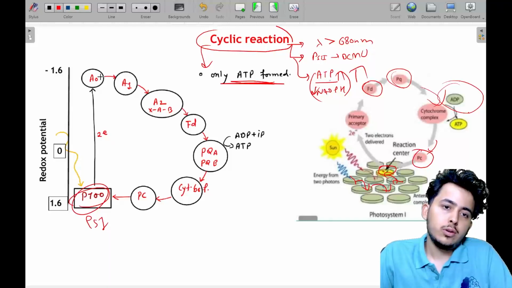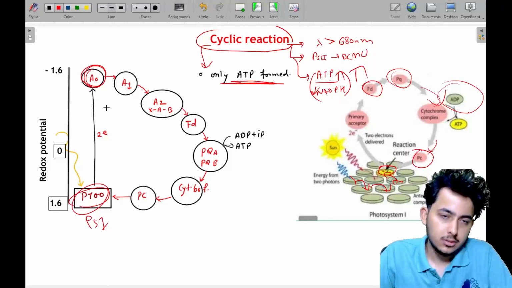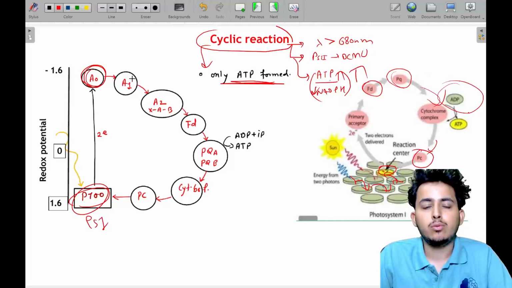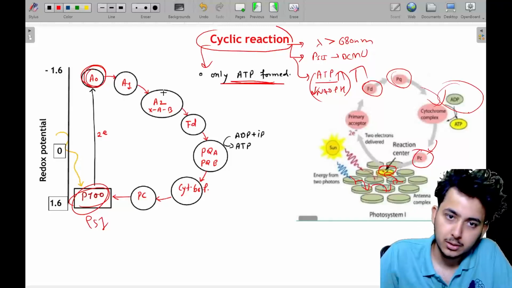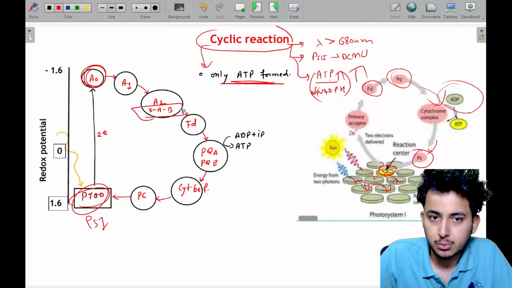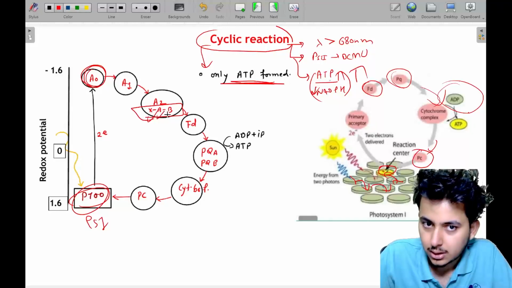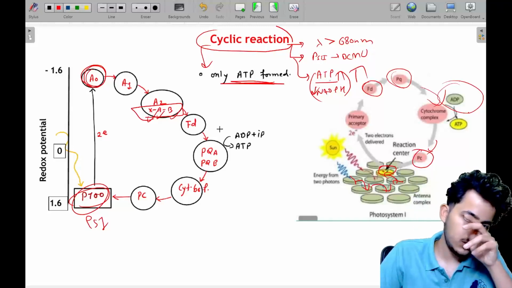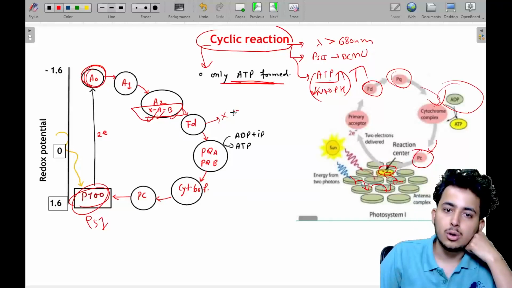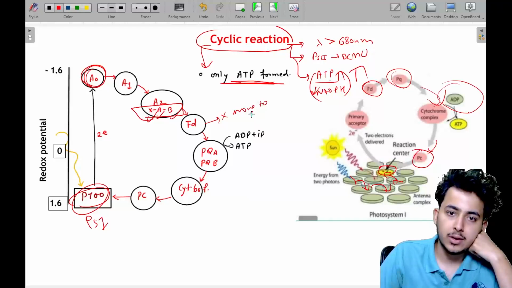So first the electron will move to A naught, correct? That is the chlorophyll A. Then it will move to the phylloquinone. Okay, then to the A2, that is the iron sulfur protein cluster, which consists of three proteins, FeSX, A and B. Then to ferredoxin, and from ferredoxin it will not move to the FNR, or the NAD plus.